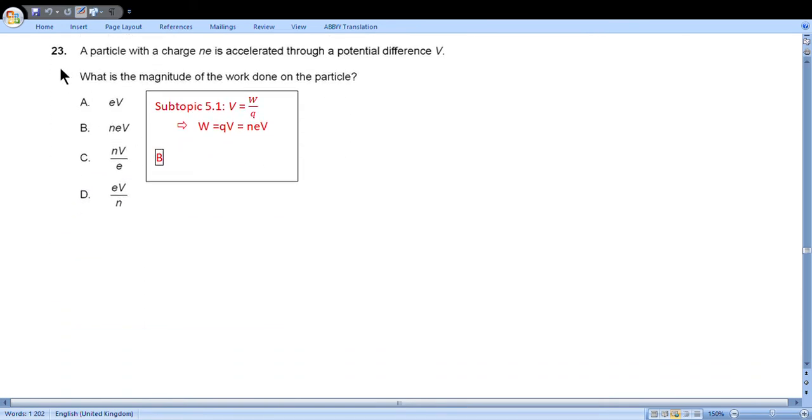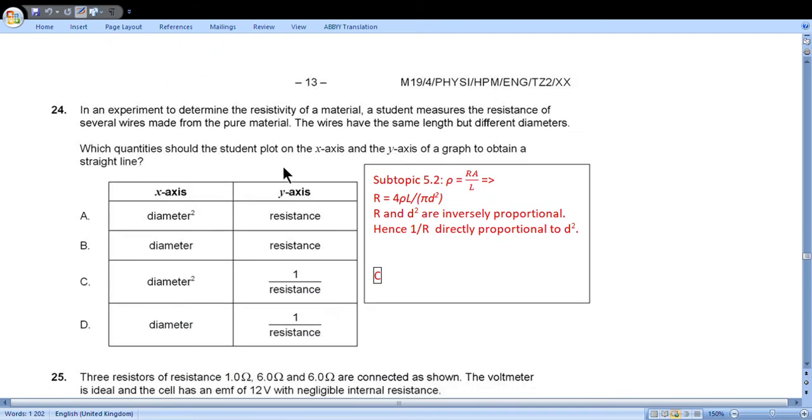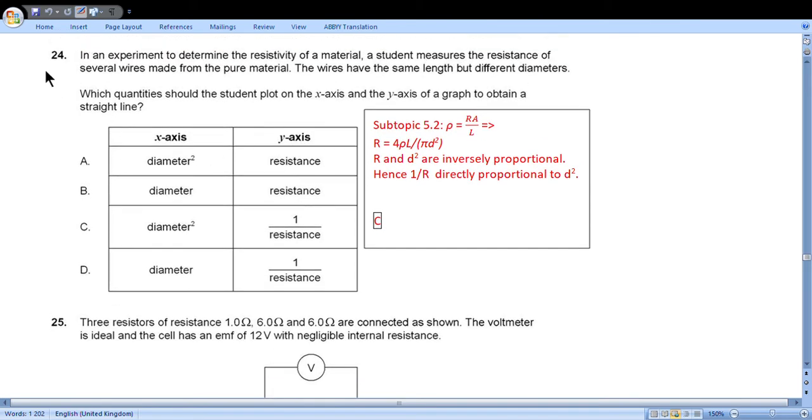Question 23. A particle with charge Ne is accelerated through potential difference V. What is the magnitude of the work done on the particle? Subtopic 5.1. Potential difference equals work divided by charge, so work equals charge times V, so NeV. So, an easy question. E. Some questions are easy.